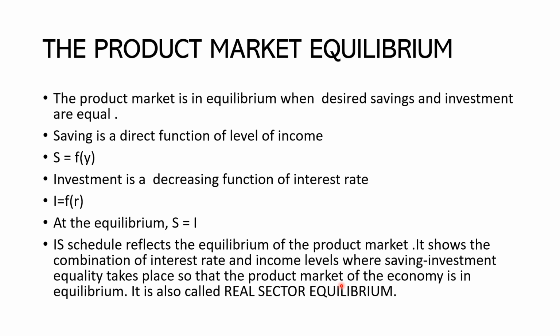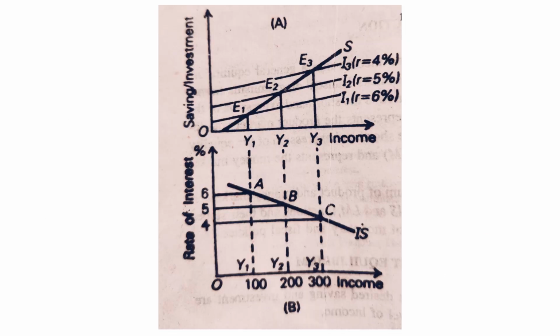So we are talking about savings, we are talking about investment. Another feature which is added is the interest rate. This product market equilibrium will be represented by the IS curve, which shows savings is equal to investment at various rates of interest, and this product market equilibrium is also called real sector equilibrium. When we represent this in the form of a graph, we have this picture. We have the first graph in panel A and the second graph in panel B. The ultimate aim is how we will derive this IS curve.